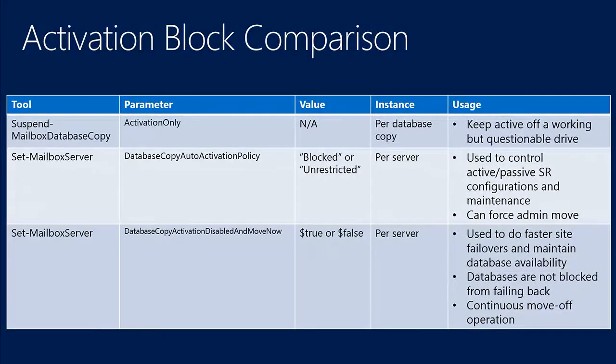So let's talk about the top one, Suspend-MailboxDatabaseCopy. You would use the parameter -ActivationOnly. And this takes an individual passive copy and suspends it from automatic activation. Okay, that's all it does. Continuous replication still works. We'll still ship the log files over there. We'll still inspect them. We'll still replay them and keep that database up to date. But the system will not automatically activate that database copy. Think of it as a DR copy, if you will.